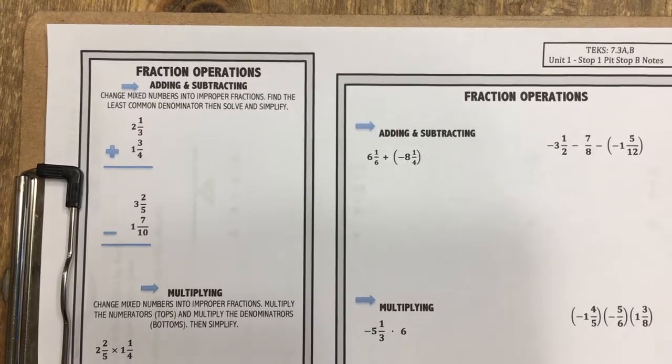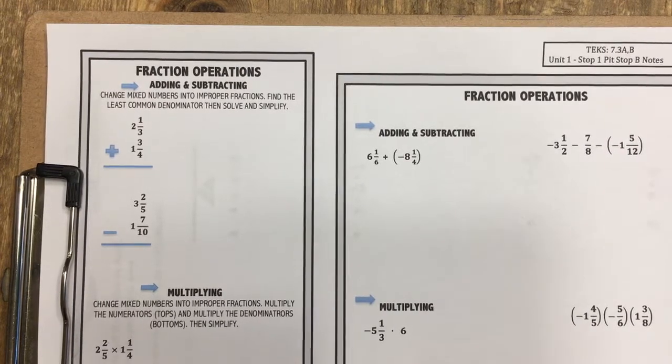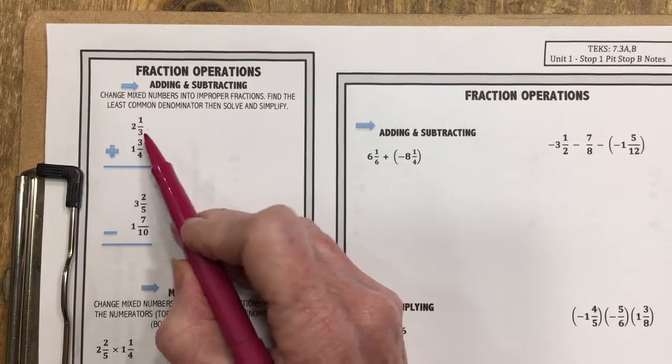All right, so we're going to be talking about fraction operations. We're going to start with adding and subtracting, and hopefully you remember that anytime you're adding or subtracting fractions, you're going to need to find a common denominator. When you're working with mixed numbers, that's when you have a whole number and a fraction.